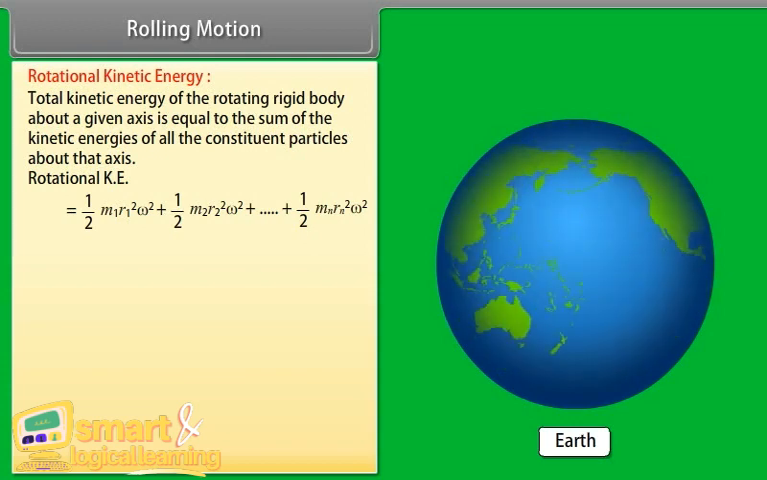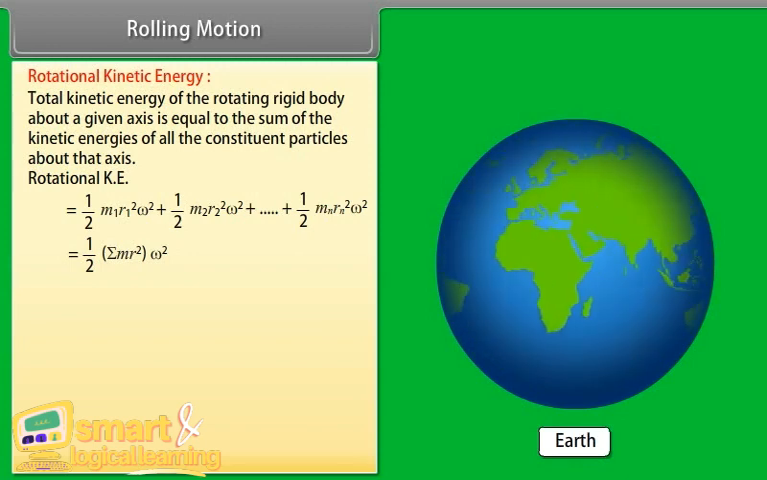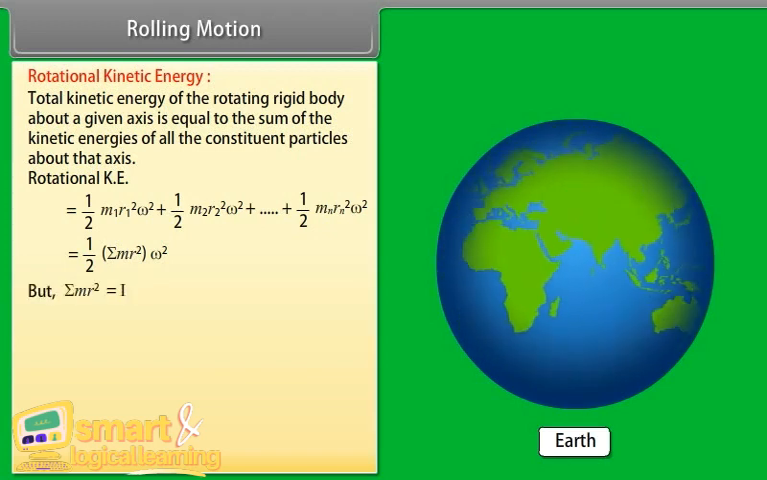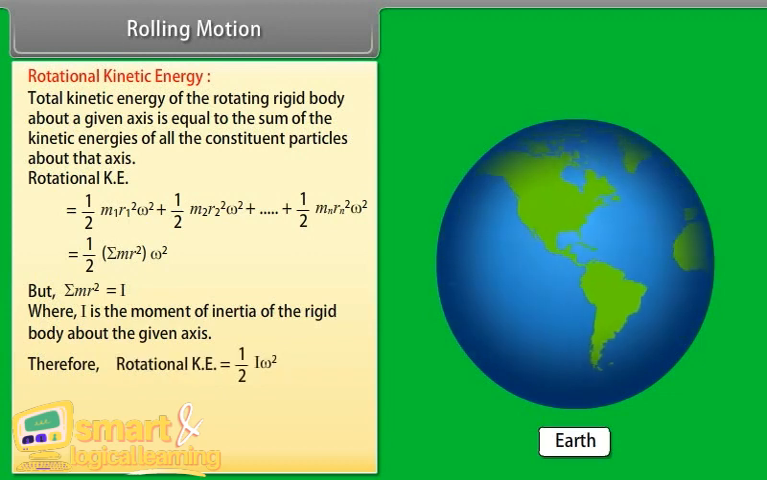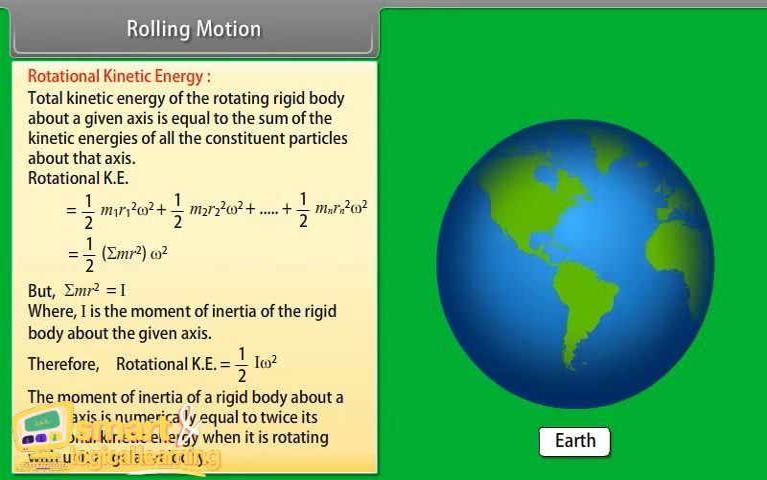On summarizing this equation, we get rotational kinetic energy is equal to half summation of m r square multiplied by omega square. But we know that summation of m r square is equal to the moment of inertia of the rigid body about the given axis. Therefore, rotational kinetic energy is equal to half I omega square. The moment of inertia of a rigid body about a given axis is numerically equal to twice its rotational kinetic energy when it is rotating with unit angular velocity.